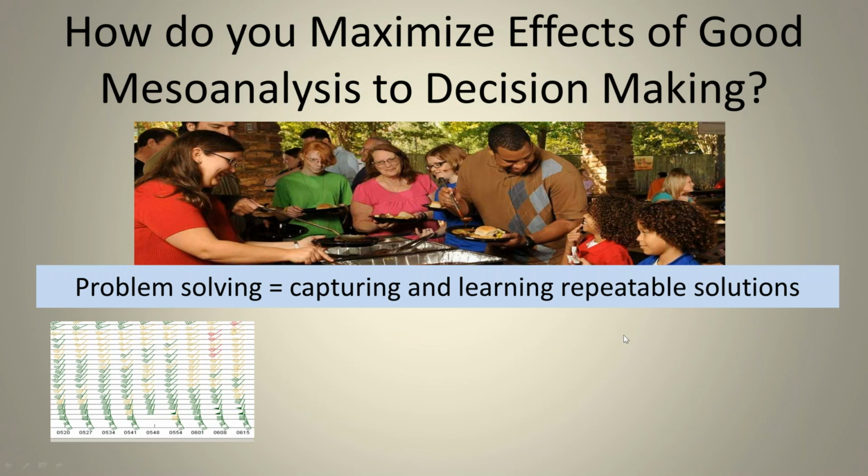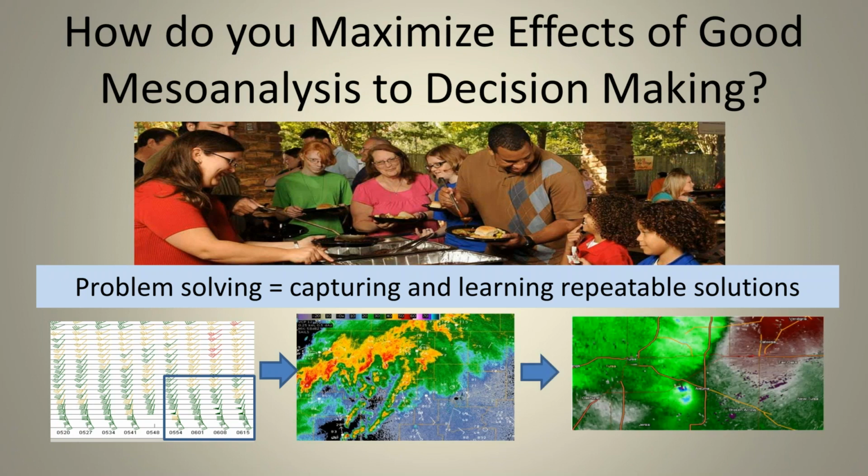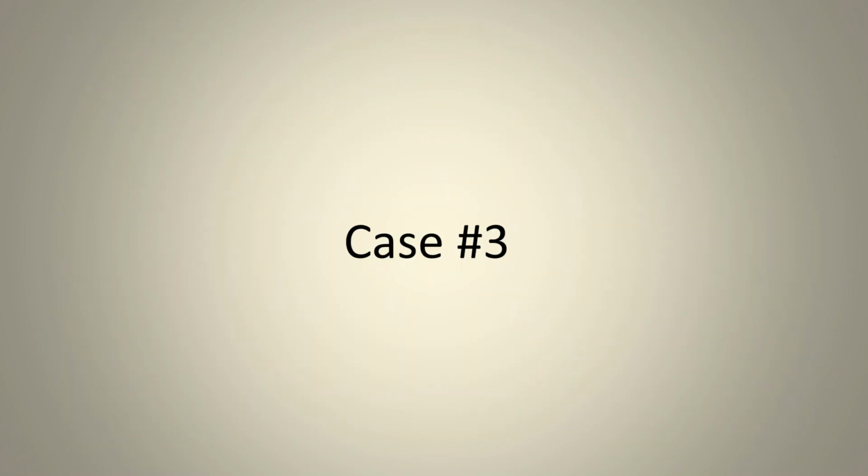So the key to learning from experience is paying close attention and aggressively drawing lessons from one's experiences. If you begin to see the patterns in causes and effects, such as increasing low-level wind shear, you can start to think ahead with insight and be able to anticipate potential development with severe weather and effective warnings. That's the key to decision making and how you maximize the effects of good mesoanalysis in the process.